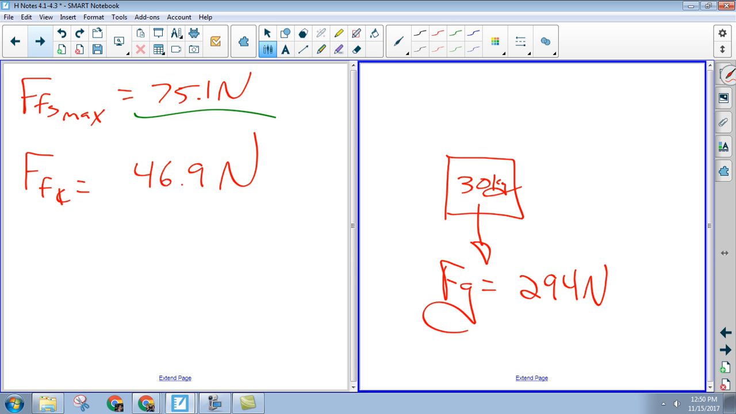But now, gravity pulls down, right? So that's negative, right? Good, guys. Back volume a little bit. Volume, please. All right, everybody good with this?